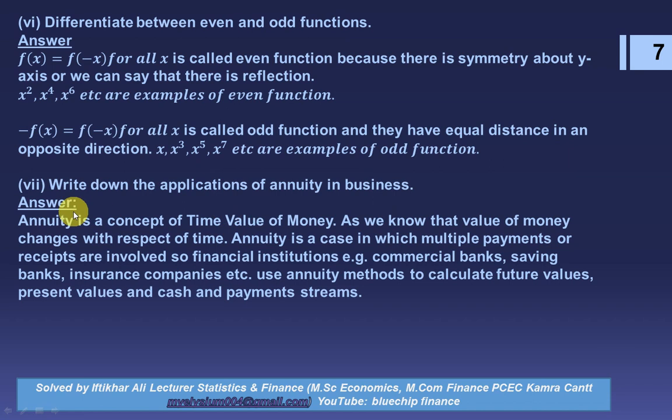Question number 7 is write down the applications of annuity in business. Annuity is a concept of time value of money. As we know, the value of money changes with respect to time. Annuity is a case in which multiple payments or receipts are involved. So financial institutions like commercial banks, saving banks, insurance companies, etc. use annuity methods to calculate future values, present values, and cash and payment streams.